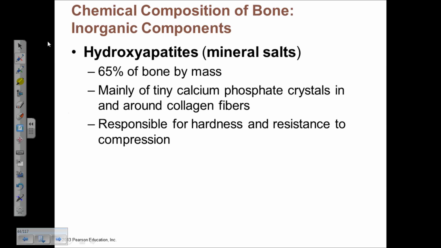So except for the organic component, which is osteoid, the other 65% of the bone is comprised of hydroxyapatite, mineral salts. Essentially, that's the hydroxyapatite, calcium hydroxyphosphate. So that's a calcium phosphate that will be attached to the collagen fibers, and they are responsible for the hardness of the bone.